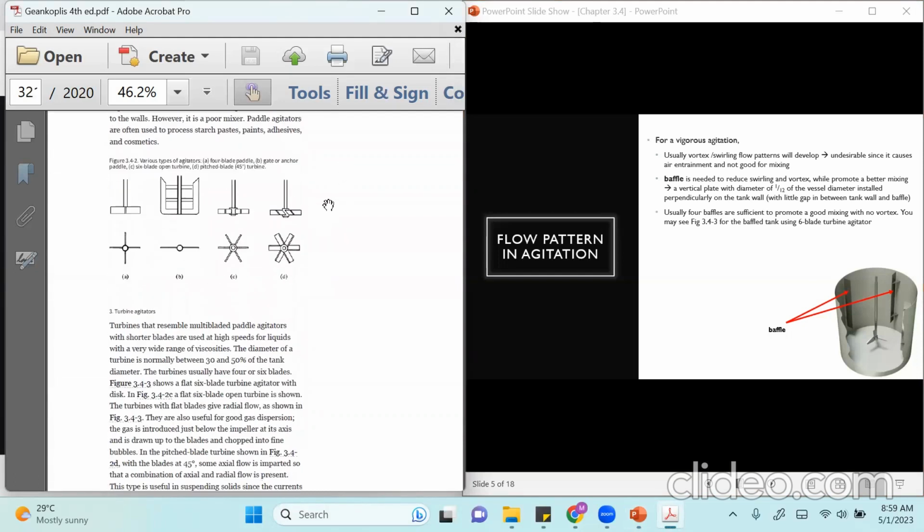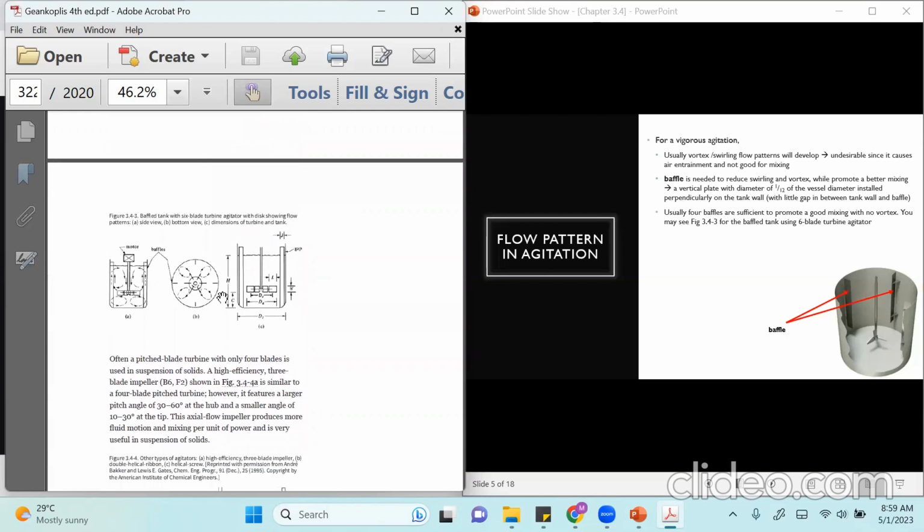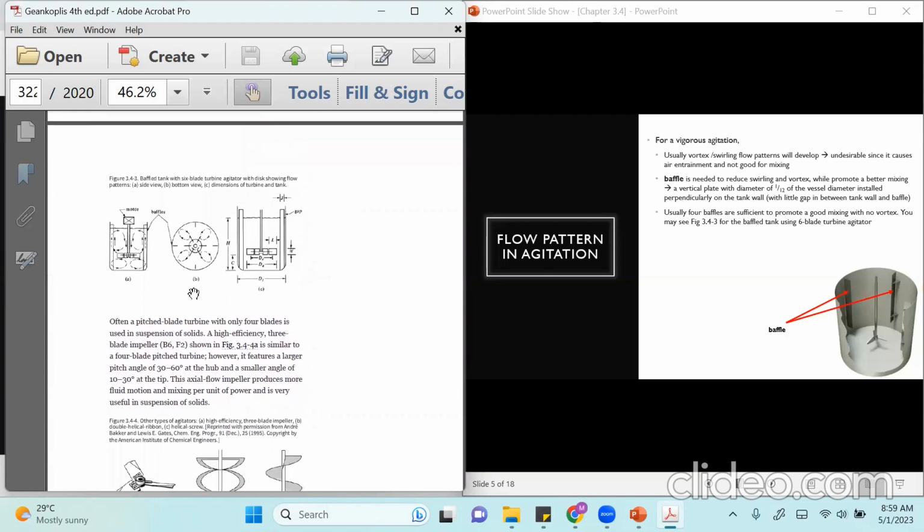Figure 3.43. Okay, this one. Yeah, for the buffer tank. If you see here, the small vertical lines and the two small horizontal lines, this is actually the buffer.